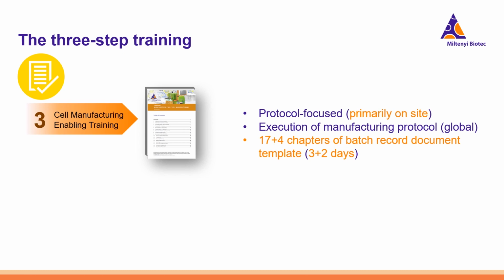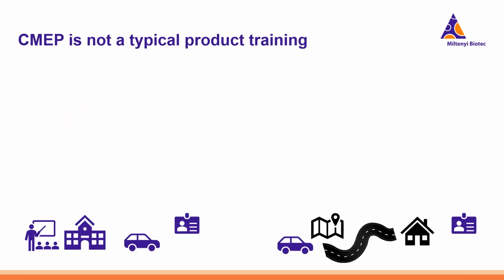And this is very similar to how this three-step training is performed. In particular, this final step, the cell manufacturing enabling training, is a very, very practical training, and part of it is also a very practical demonstration by the trainees that they are indeed able to run this on their own. To come back to the analogy of car driving, this is also an important point of why the CMEP training is not your typical training.